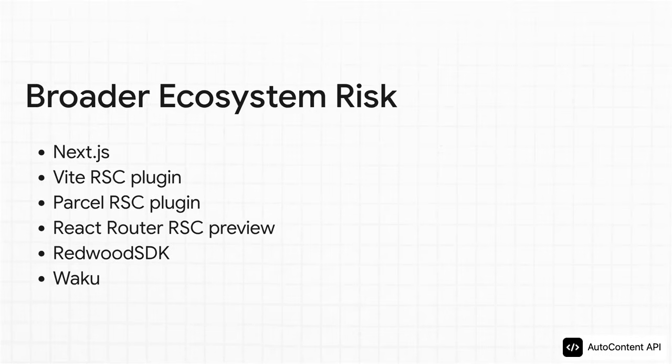But wait, the risk doesn't just stop with React and Next.js. Think of it like a ripple effect. Because the flaw is deep down in the React Server Components implementation, any framework that uses it is probably affected. We're talking about really popular tools here. Vite and Parcel plugins for RSC, React Router's RSC Preview, Redwood SDK, Waku, the list goes on. So if you're using any of these, you absolutely have to be on high alert for their own security updates.